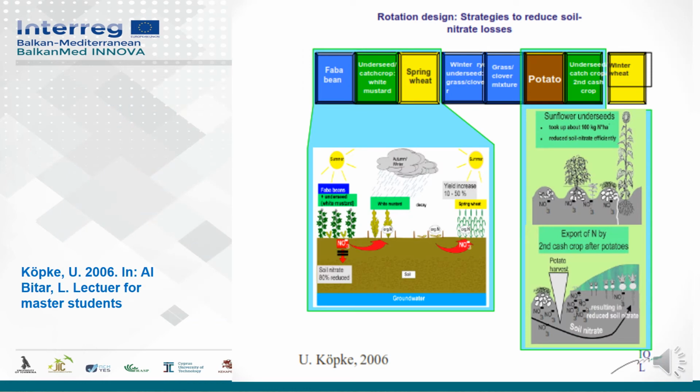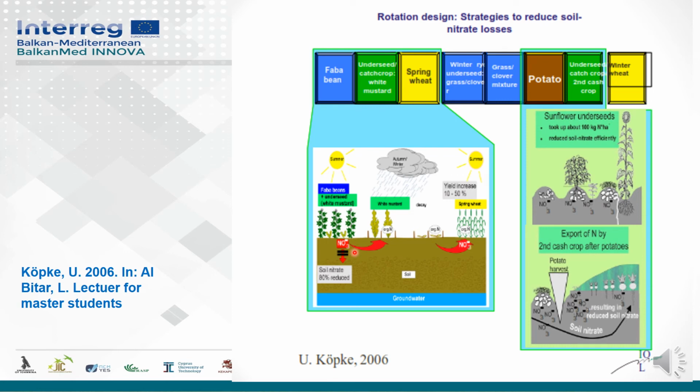Another interesting example here, we have a rotation plan with different plants that are presented here in a consecutive order, one after the other, and it is concluded with winter wheat. You know faba bean, it is a legume. It has the ability to fix the atmospheric nitrogen, which will help the other plants that will be planted after the faba bean. In order to reduce the losses, we plant or underseed a catch crop, which is in this case white mustard.